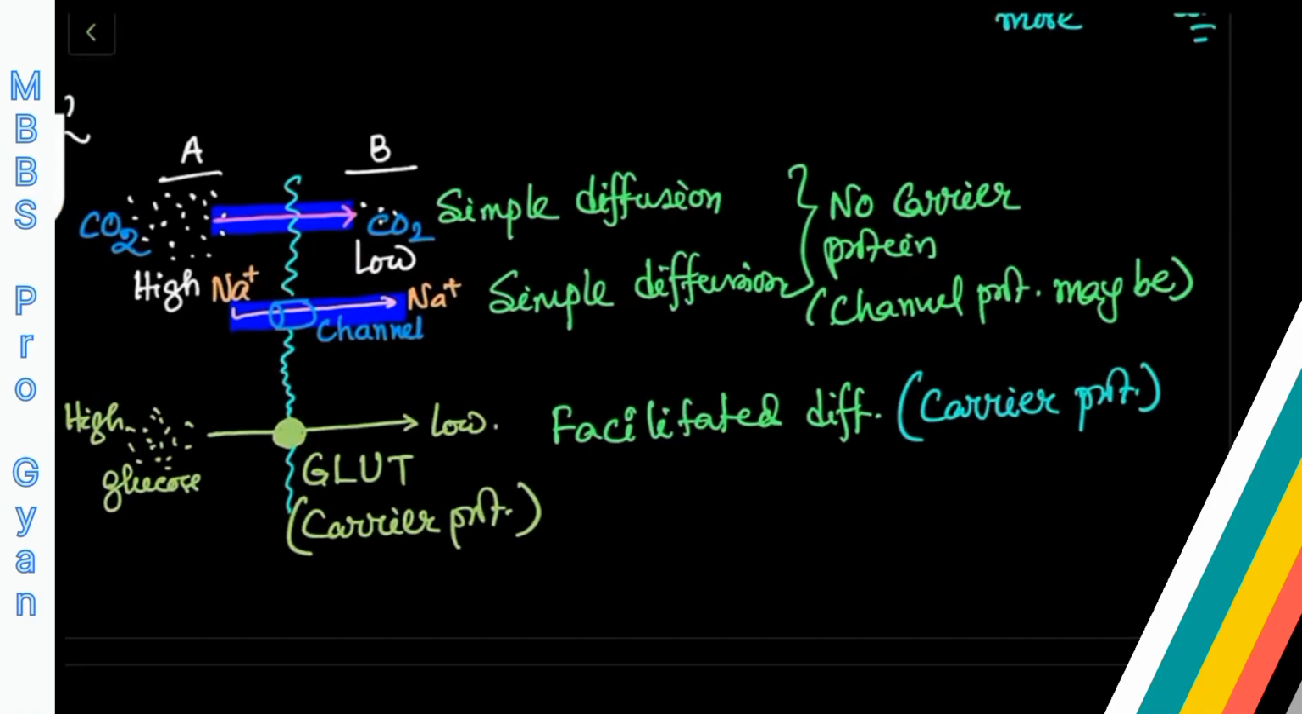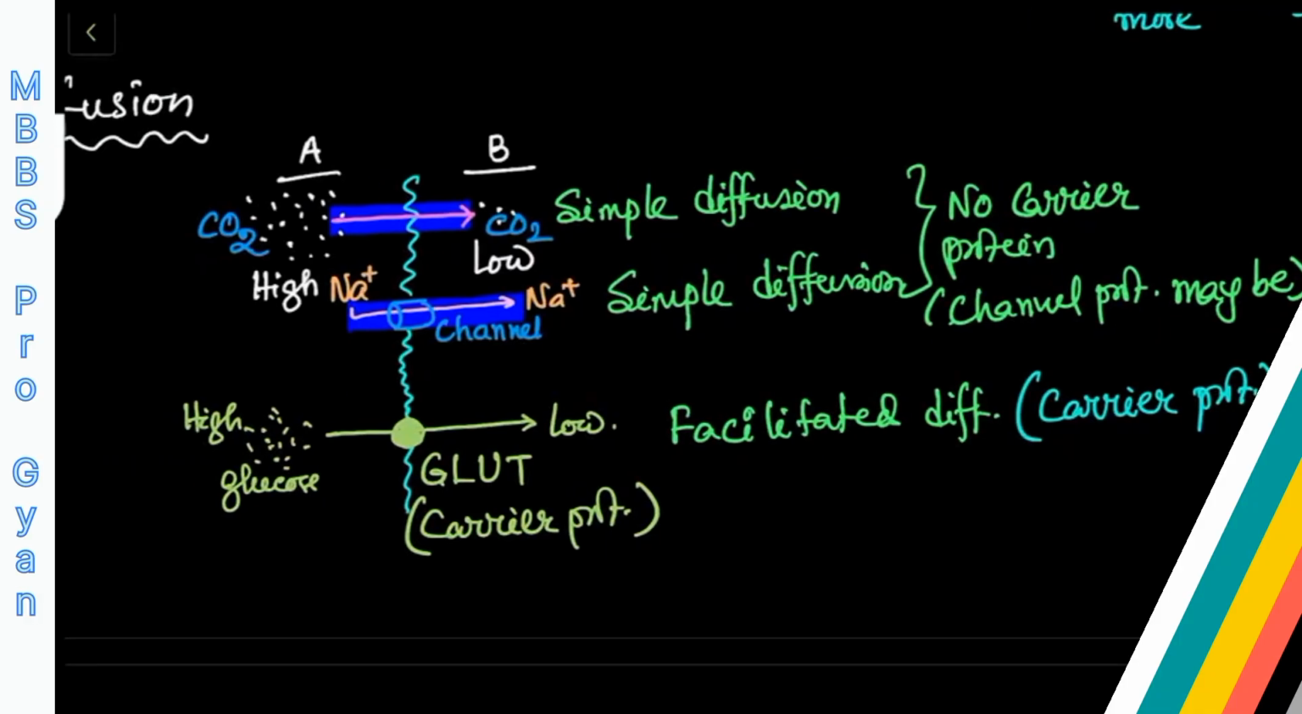Please remember, simple diffusion means without any channel is also possible, with channel is also possible. If I ask you during action potential, sodium is entering, potassium is going out, what kind of transport? That is simple diffusion, because channel is not a carrier protein. But whenever the substance is moving from high to low with the help of a carrier protein, that becomes facilitated diffusion, right? Now, whenever any transport occurs with the help of a carrier protein, what are the three properties it will follow? I told you repeatedly: saturation, stereospecificity, and competition.